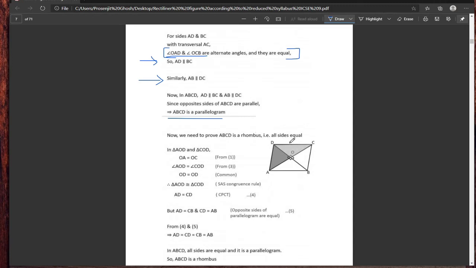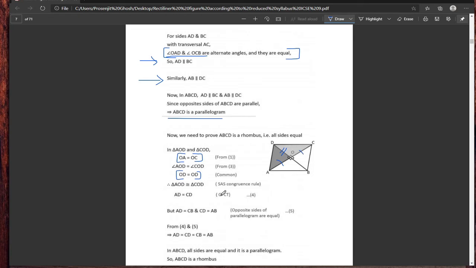I told you for a rhombus all the sides are equal. So if we prove that, then it will be a rhombus proved automatically. Alright, let's do that. So we already have OA equal to OC and OD equal to OD as the common side. I'm talking about this one and these two.